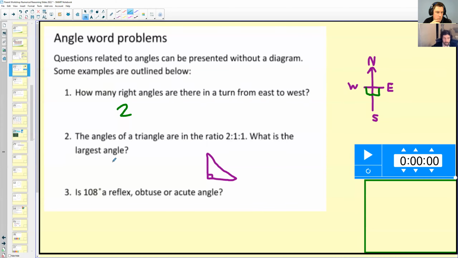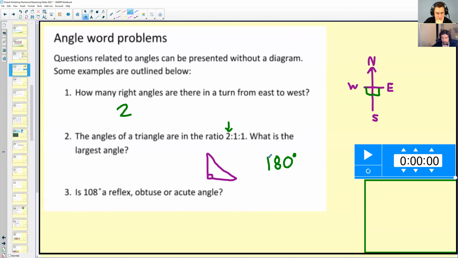Question number 2. The angles in a triangle are in the ratio of 2 to 1 to 1. What's the largest angle? Again, do you know that all the angles of a triangle add up to 180? If not, no matter how strong your ratio skills are, you're scuppered. And in this case, being able to then divide 180 into the appropriate ratio. The largest ratio here is going to be 2.